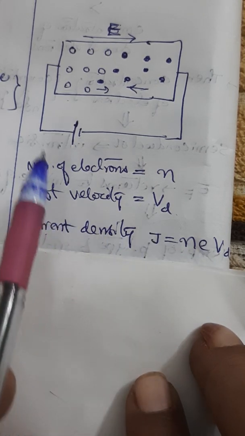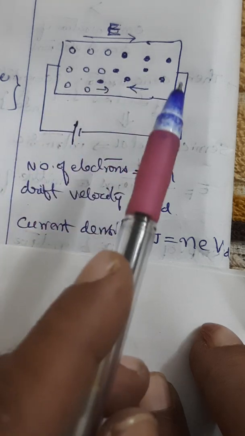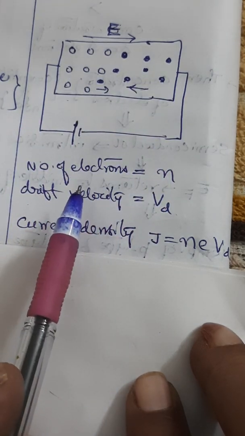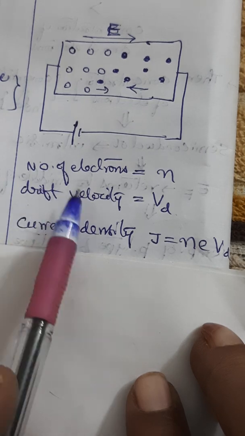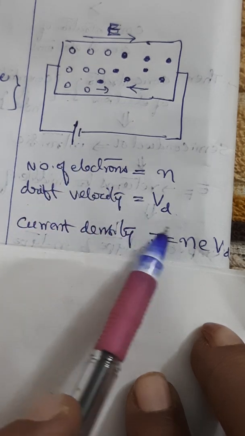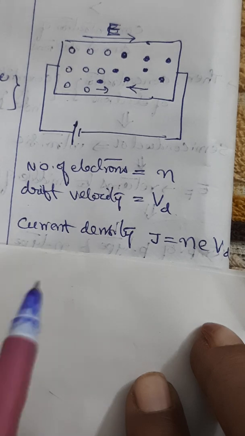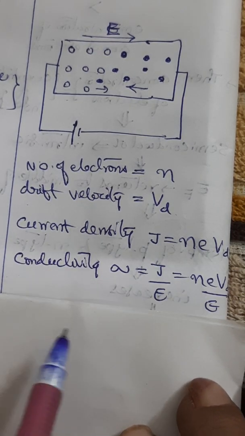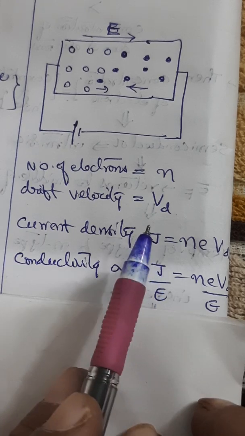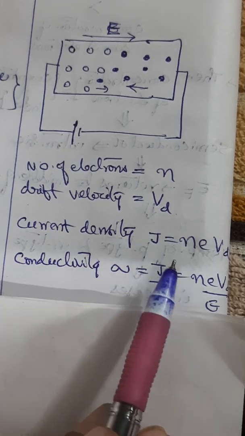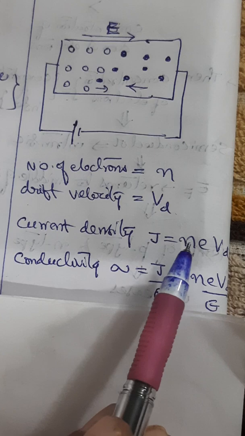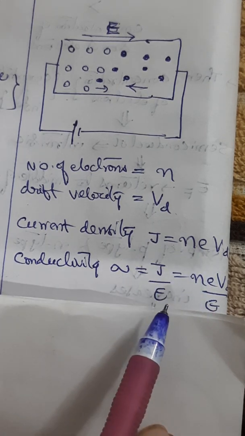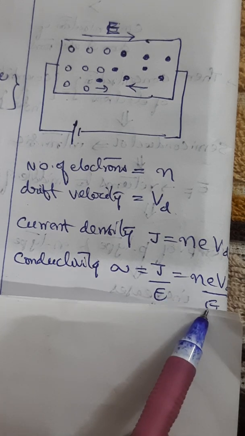But we all know that when conductivity is taking place, we can calculate the conductivity also. J is equal to sigma E is another formula. From there we can calculate sigma. If J is equal to sigma E, then sigma is equal to J by E. Already we have calculated J as n e Vd. Therefore sigma equal to J by E means n e Vd by E.